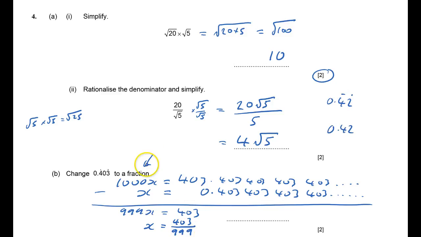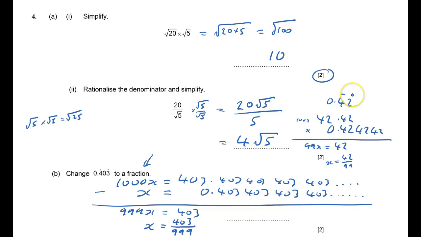I've got 0.424242 and 42.42, and then we'll end up with, that's 100x, that's just 1x. I'd end up with 99 x's equals 42, and so x will be 42 over 99, to do it like that. But when it's 403 recurring, I need to times by 1,000 to get the decimals all lined up nicely. That's 4 done.